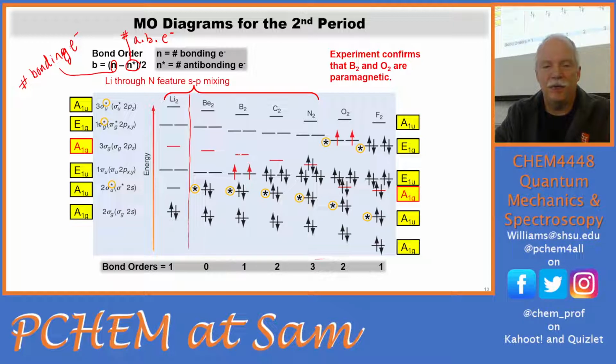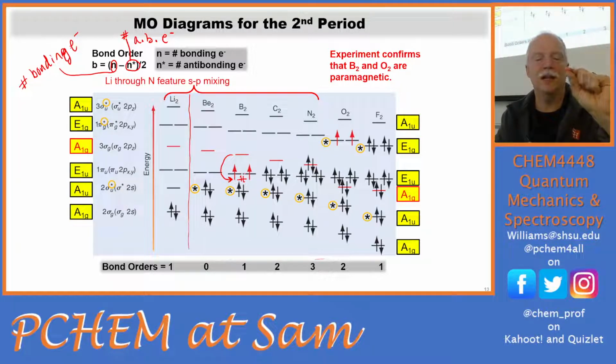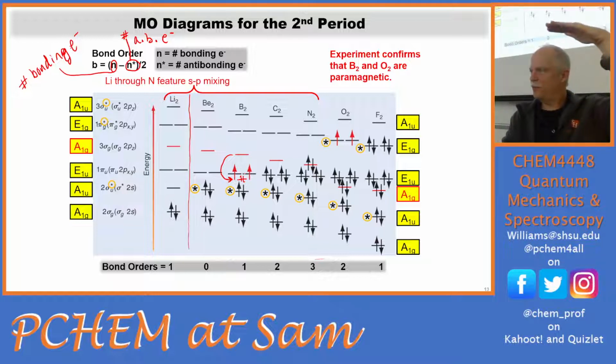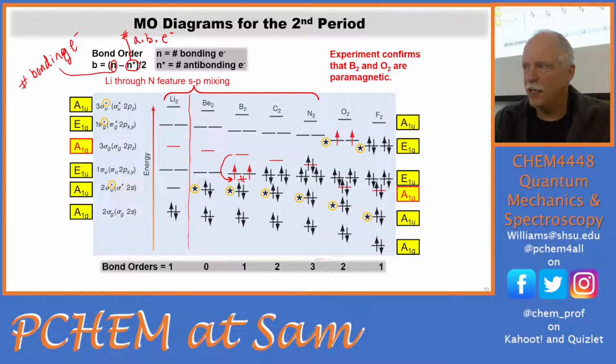Now, if this B2, diboron, had that level down here, then it would be non-paramagnetic, because those electrons would be paired up in that sigma bonding orbital. And so our big evidence that this sp mixing was occurring was that B2 was paramagnetic. And you think, wait a second, that sigma bond is above the pi bonds? How did that happen? You add in sp mixing and that fixes it. So that's one of the evidences for the sp mixing.